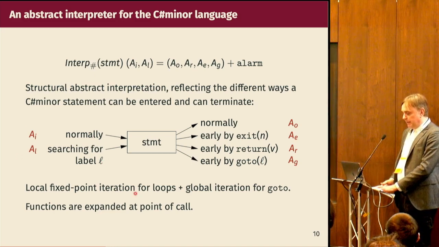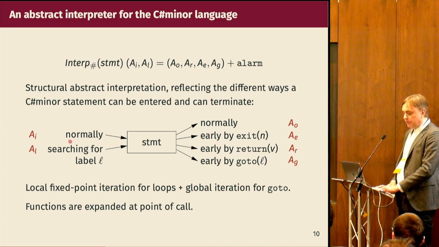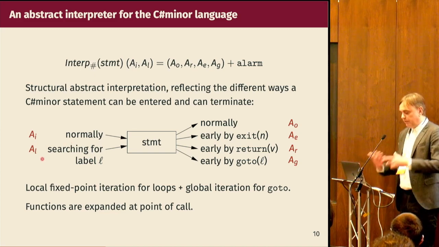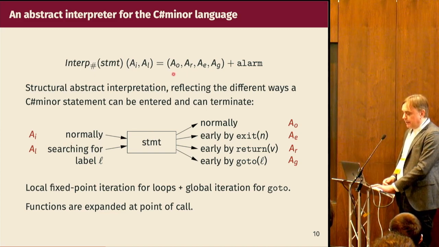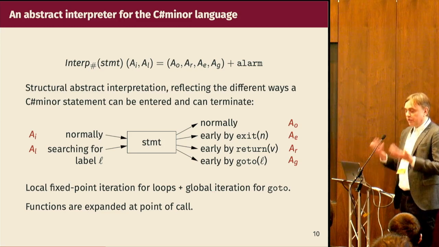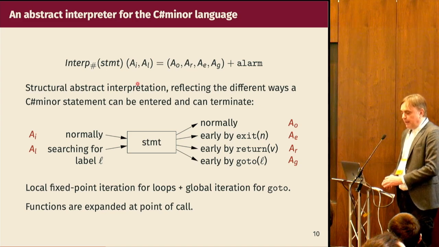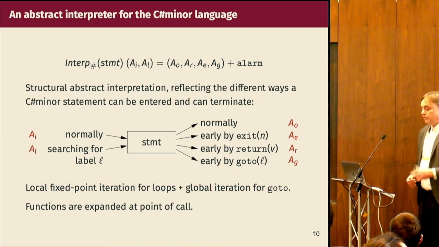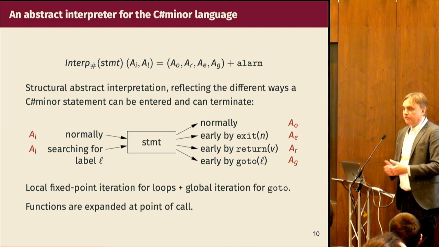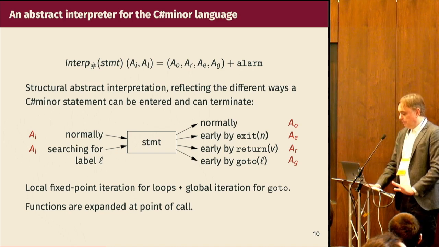So that's a complicated flow of control, and each of these flows corresponds to some bits of abstract state. Okay, so this is the abstract state when we enter normally. Here we have a mapping from labels to abstract states, and the interpreter either returns an alarm or abstract states for all the possible outputs. So it's structural abstract interpretation defined by recursion over the statement. We use a local fixed point iteration for every loop, a global iteration for gotos, and we expand all functions at point of call. So pretty simple.